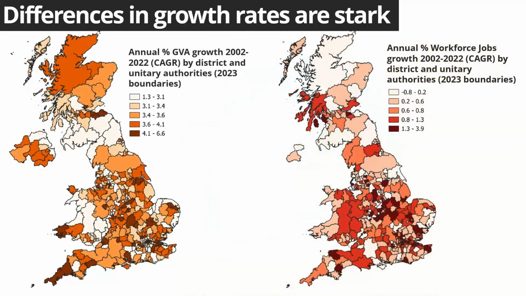So why are we concerned about local economies? As we can see on the map on the left, there are stark differences in the annual nominal rate of GVA growth, or economic growth, in local areas in the UK over a 20-year period. On the right-hand map, there's also differences in the rate of job growth, and they're just as wide.